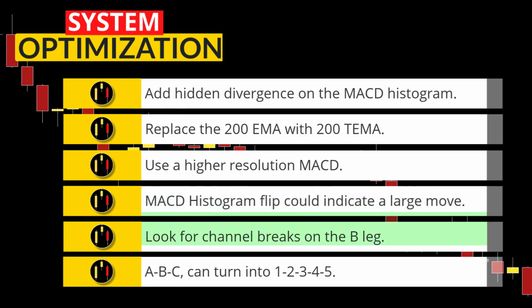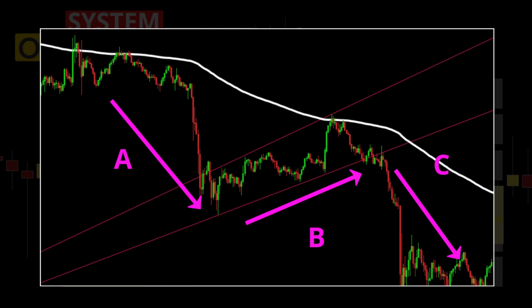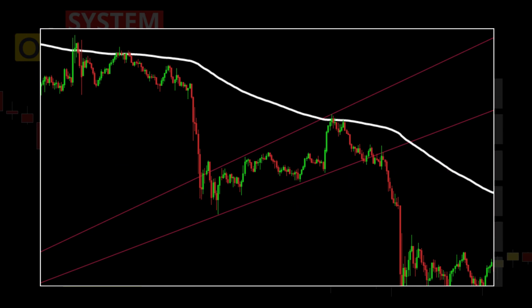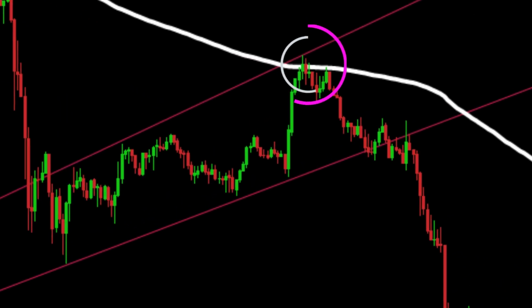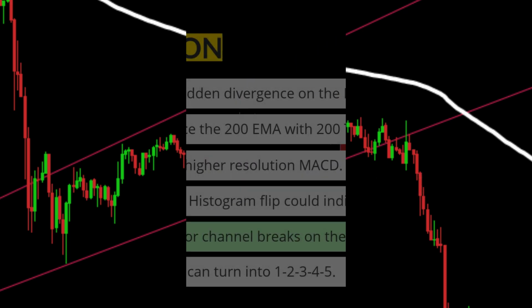The next tip is akin to how I trade, looking for a pullback that creates a channel for the B leg. And then we look to get in when that channel is broken. This example adds the confluence of the rejection on the 200 EMA. A sweet setup for sure.